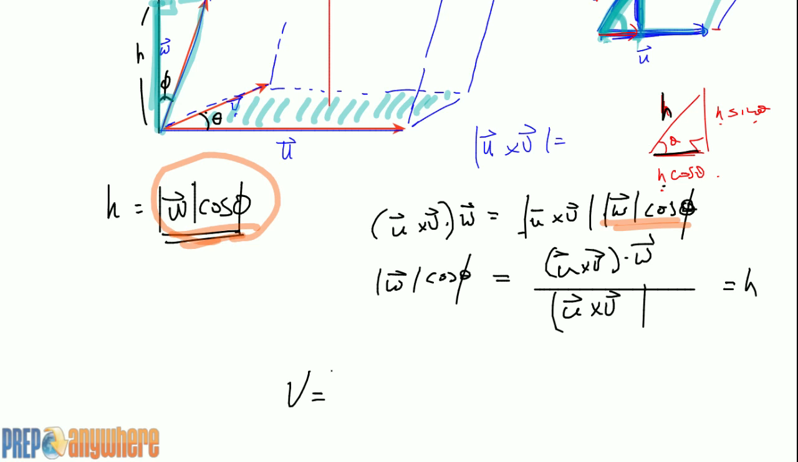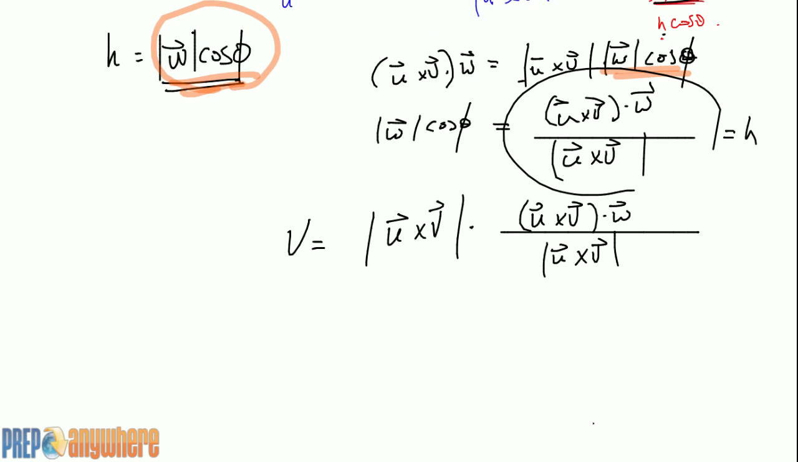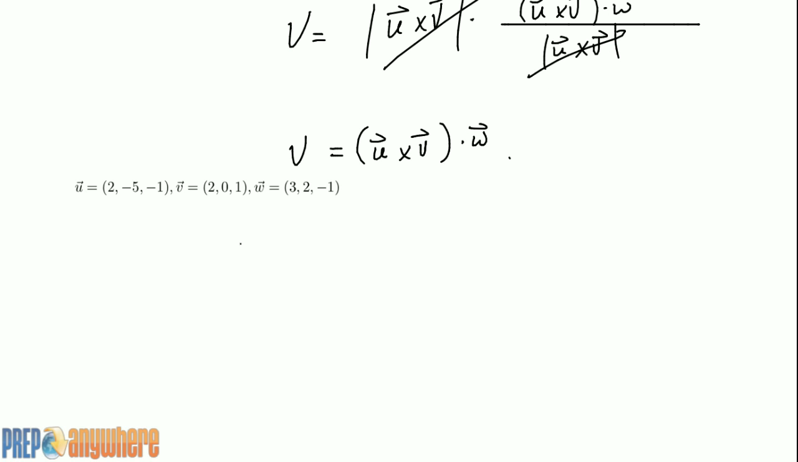Here's the volume. We found the area of the base, u cross v, absolute value, right? I'm going to multiply by height. This is the height right here. Look what happens. This is fantastic news, right?